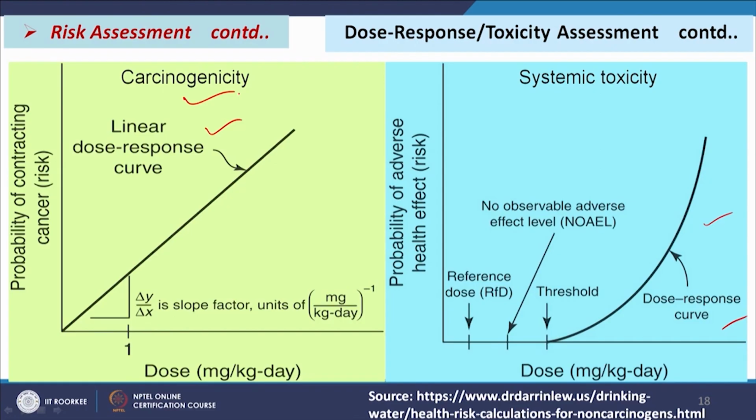Here, del y by del x, if this is del y and this is x: the probability of contracting cancer, that is risk, is y, and x is your dose. So, del y by del x gives the slope factor. This slope factor value determines the risk: the more the slope factor value, the more the risk. So it will shift that way for more risk and this way for less risk.